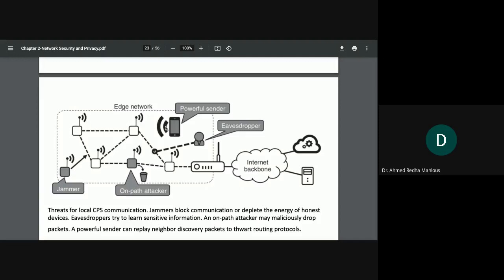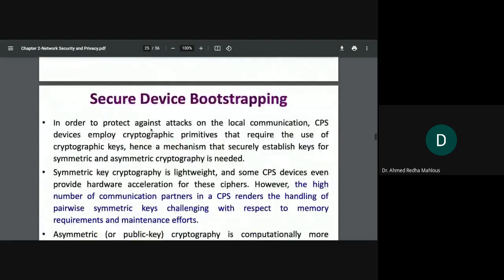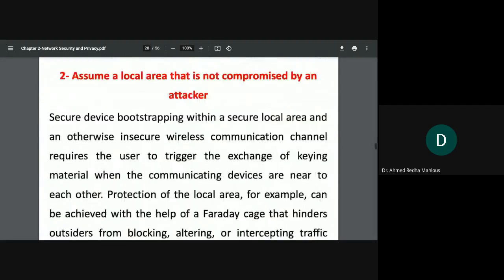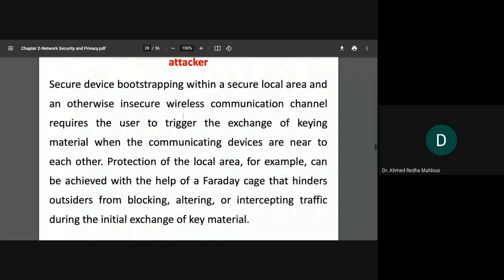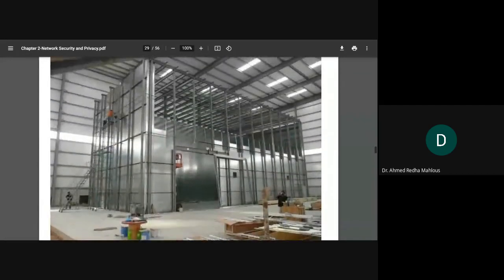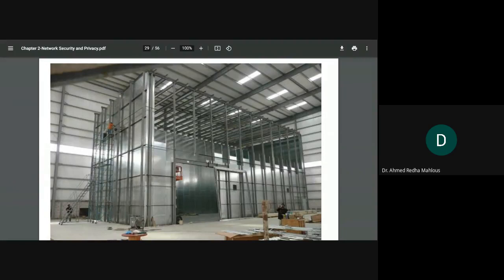Now, one solution to secure the local area is to use this type of thing. Has anyone come across the Faraday cage? It's just a sample of a Faraday cage. Anyone, guys?